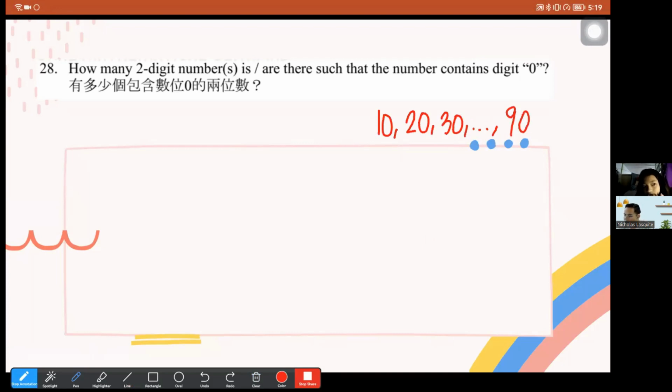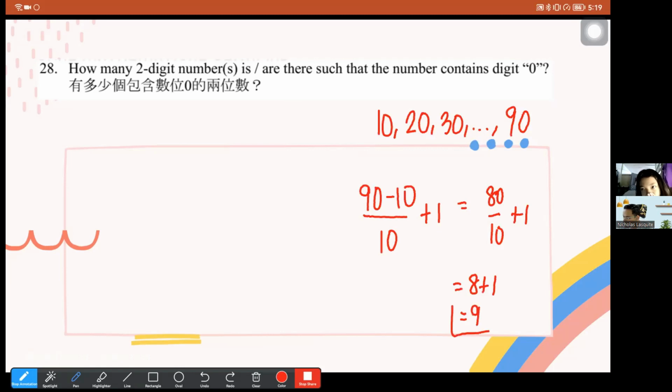So using the counting techniques, how many numbers are between 10 and 90? 9. That would be 90 minus 10 divided by the skip count plus 1. So that would be 80 divided by 10 plus 1, which is 8 plus 1, so the answer here is 9. Take note of the counting techniques. It should be the biggest number minus the smallest number, divided by its skip count, or the common difference, and then plus 1. I think that's an arithmetic sequence.